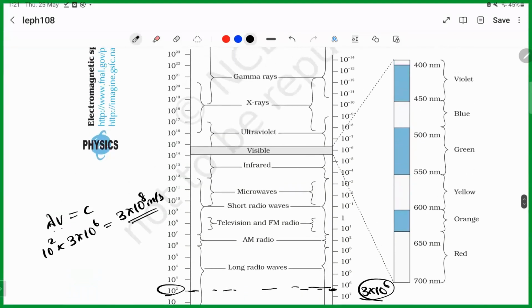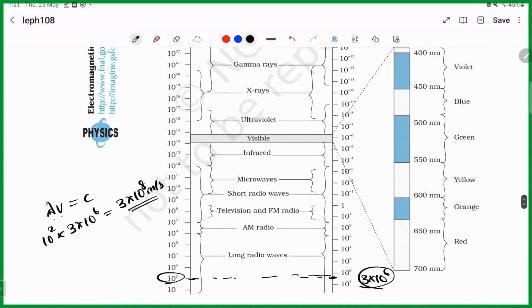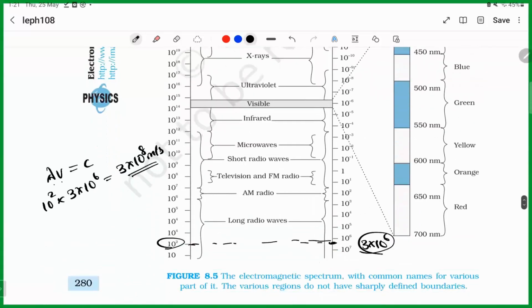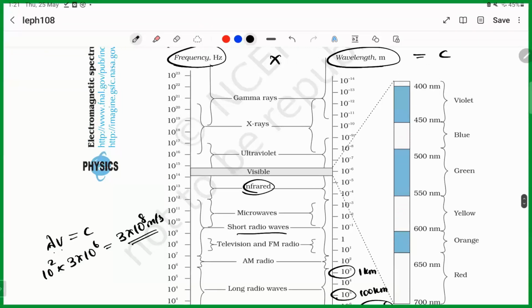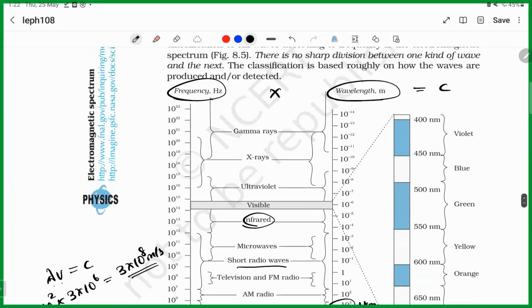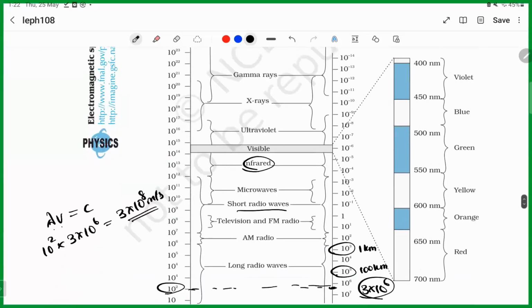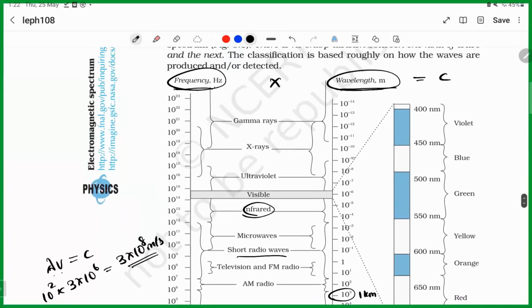Anyway, the spectrum is a pretty theoretical thing. It's something to know. So you have radio waves at extremely long wavelengths. Remember, 10 to the power 3 is 1 kilometer, right? And this is 100 kilometers. So these are extremely long radio waves. You have short radio waves, microwave, infrared. One thing you should remember is definitely the approximate wavelengths. You can choose either to remember your frequencies or wavelengths. My personal choice is wavelengths.